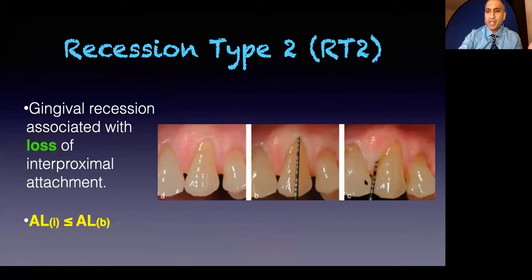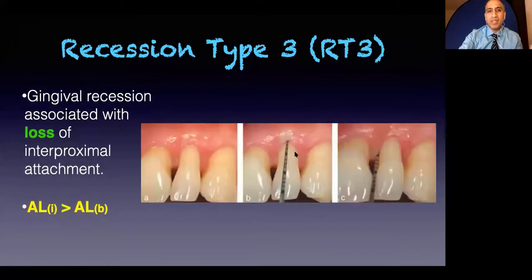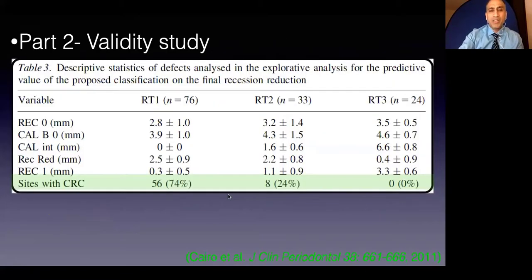So either the CEJ is visible, but the attachment loss interproximally, or the attachment level, is still less than the attachment loss or level on the buccal aspect. An RT3 recession is when you start getting more attachment loss interproximally than you have on the buccal aspect. So it's gingival recession that's associated with loss of interproximal attachment, but the interproximal attachment loss is greater than the buccal attachment loss.